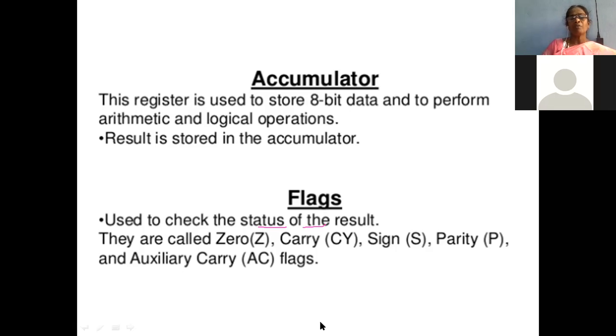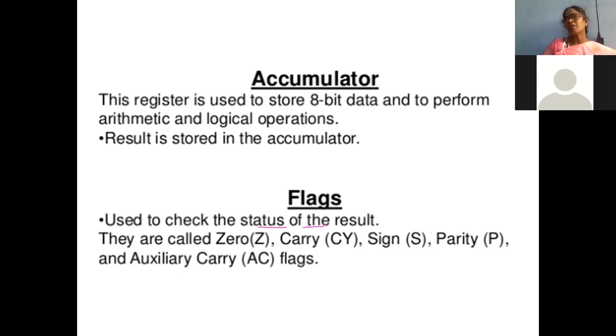So here we have the zero, carry, sign, parity and auxiliary carry flags, right? How many flags are there in 8085? 5 flags. You should remember this because it will be asked in the questions. Zero flag, carry, sign, parity and auxiliary carry. Zero flag: if you are performing a subtraction operation and the result is zero, this zero flag will be raised to 1 to indicate that the result is zero.